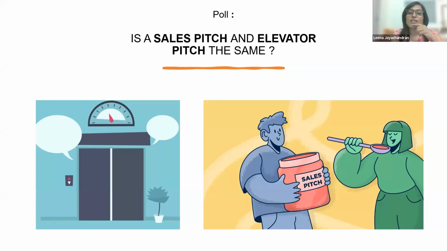So the result says 81% of them say no, they are different. And 19% of them say yes, they are the same. Okay. So before I go to sharing the difference between sales pitch and elevator pitch, 19% is a good percentage. Those who say it's a yes, give me one word. Why do you think it's the same?